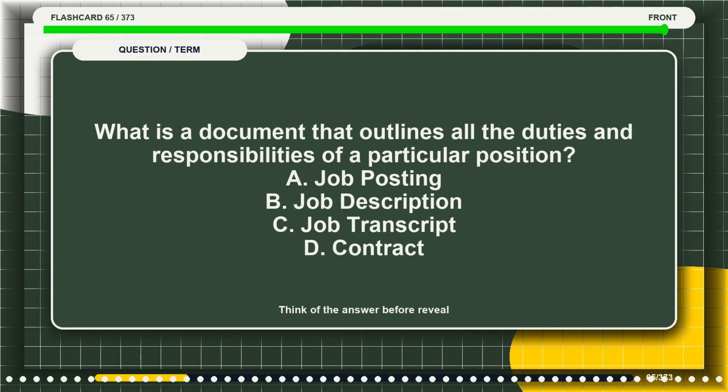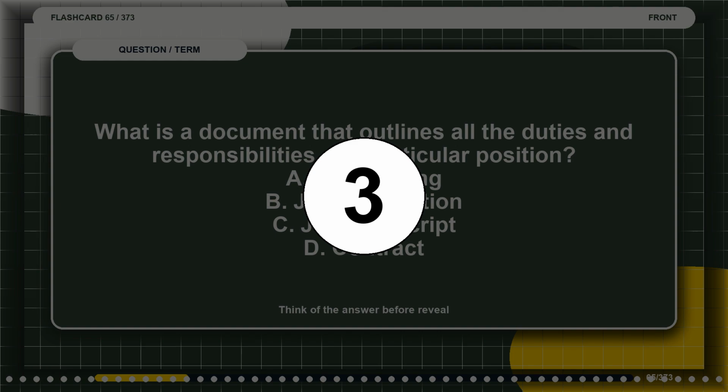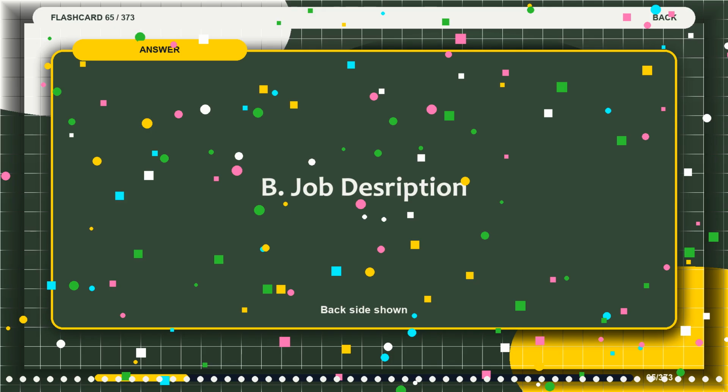Flashcard 65. What is a document that outlines all the duties and responsibilities of a particular position? A. Job posting. B. Job description. C. Job transcript. D. Contract. Think of the answer before the reveal. The answer is B. Job description.